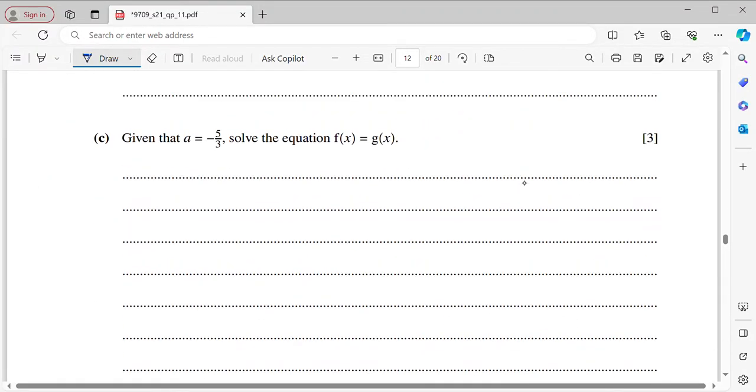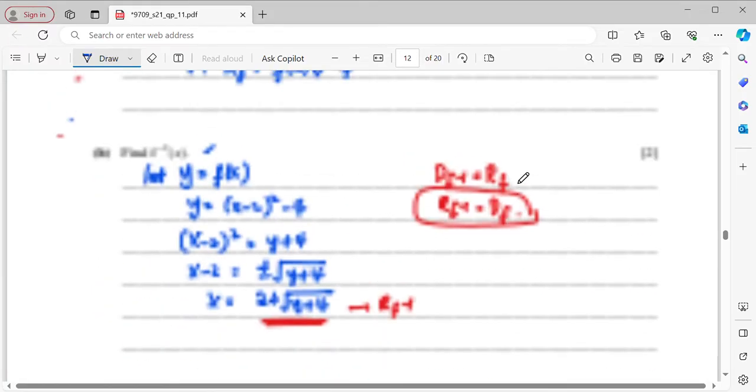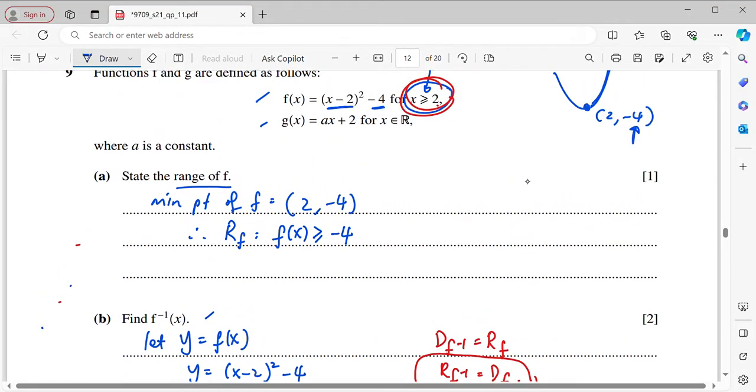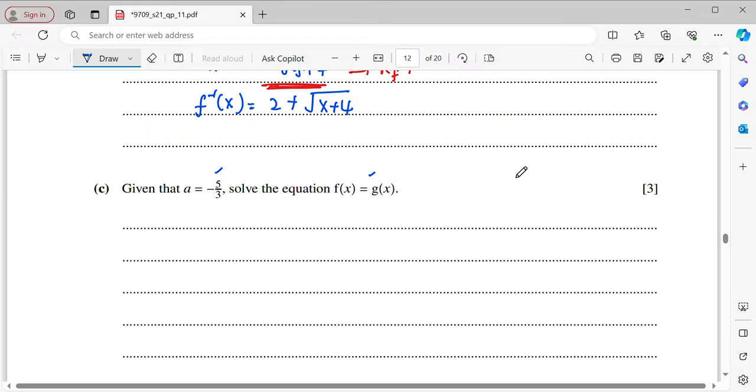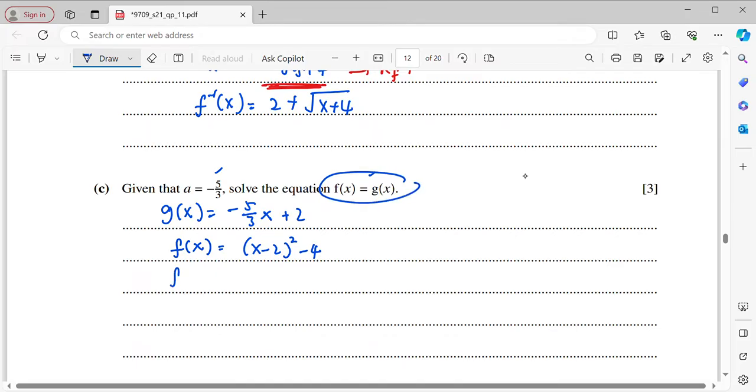Okay, part C. Given a equals negative 5 over 3, solve the equation f(x) equals g(x). So now I have to rewrite my g(x) first by replacing the a. So now my g(x) is negative 5 over 3 x plus 2, and then my f(x) is (x minus 2) squared minus 4. Okay, since f(x) equals g(x), that means (x minus 2) squared minus 4 equals negative 5 over 3 x plus 2.